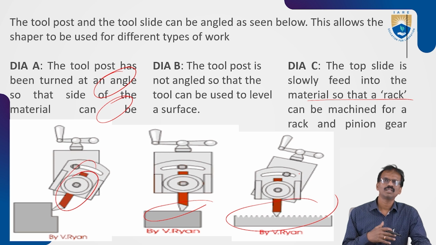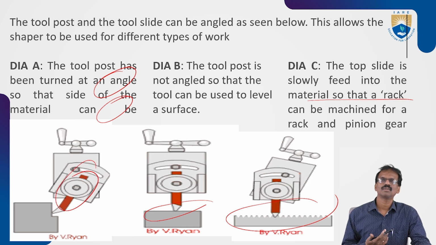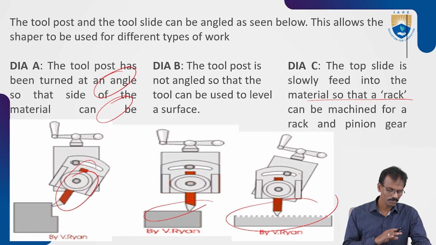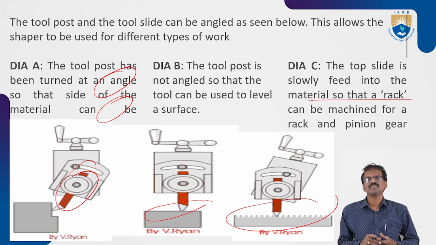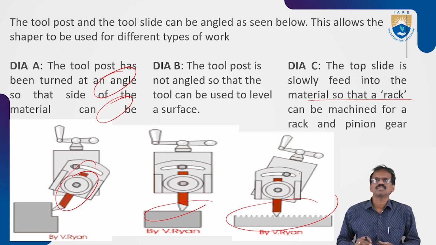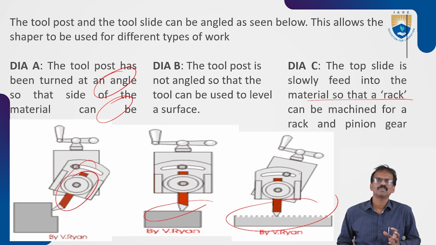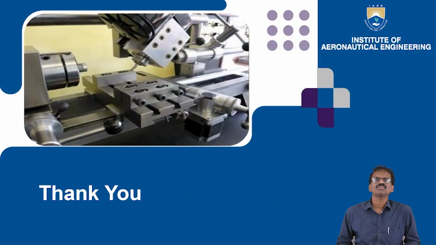So we can make racks, and we can also perform the gear systems. We can make some grooves also. So by using the shaping machine, we can perform different operations. These are the uses and the working principle of the different parts of the shaping machine. In the next class we'll see the different operations that can be performed in the lathe machine.